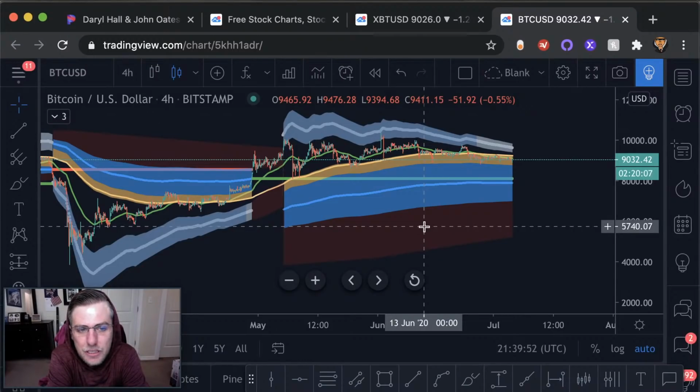If Bitcoin is above 3,000, I'm going to be bullish over the next 1 to 5 years. If Bitcoin is above 6,000, I'm going to be very bullish over the next 3 months to 5 years. So for me to actually turn bearish over the medium to long term, I would actually need to see us spend some time below 3,000.